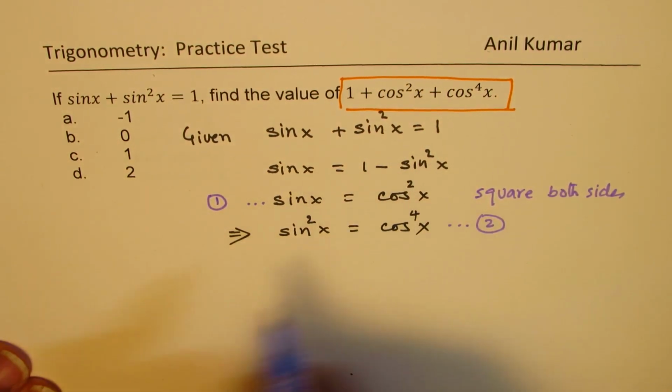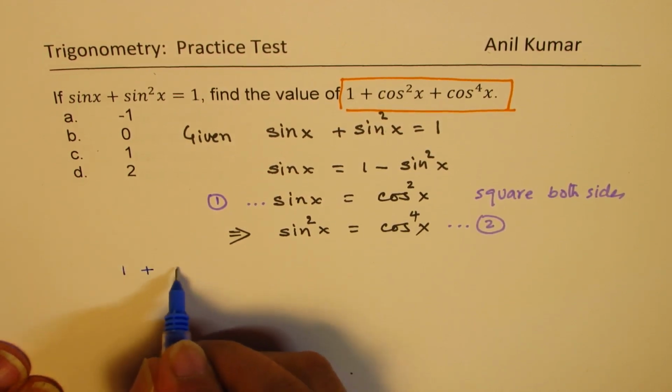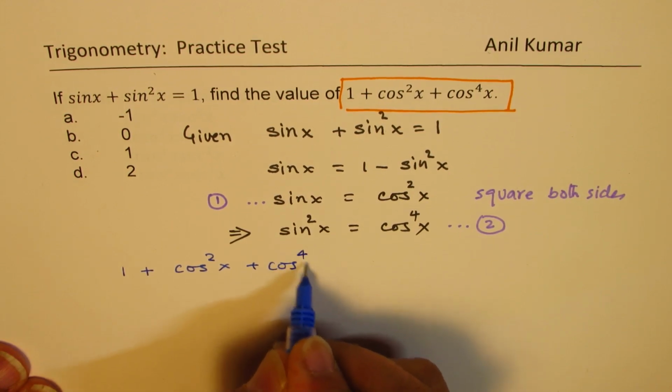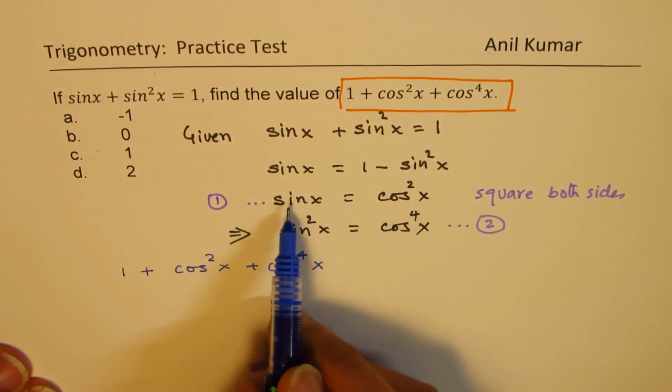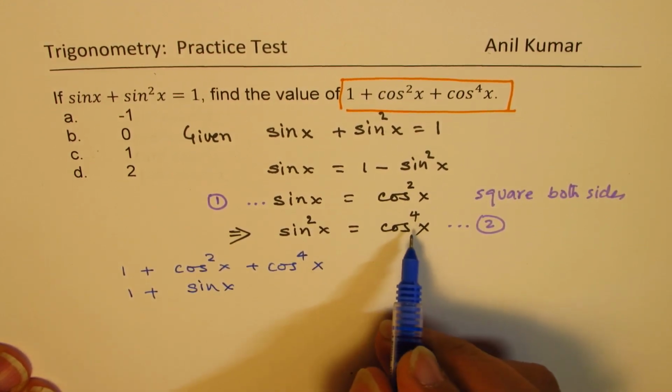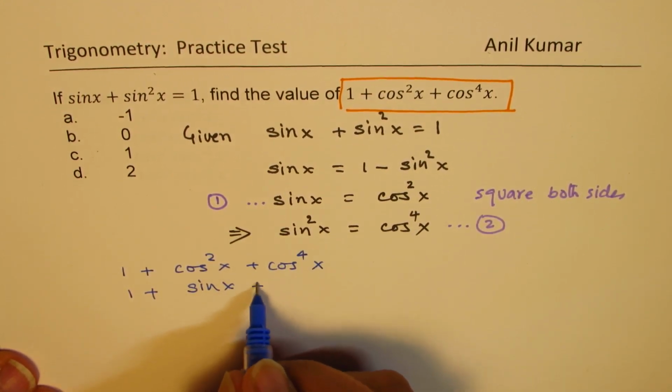It's much simpler now. So we need to find what is 1 plus cos square x plus cos to the power of 4 x. Now, cos square x is sin x. We can write this as 1 plus sin x. And cos to the power of 4 x is sin square x.